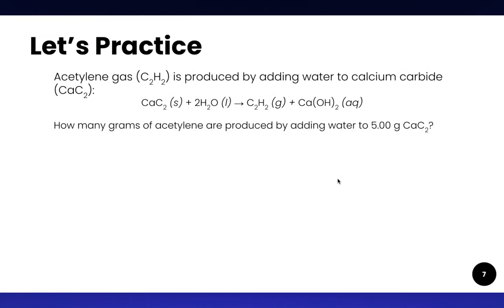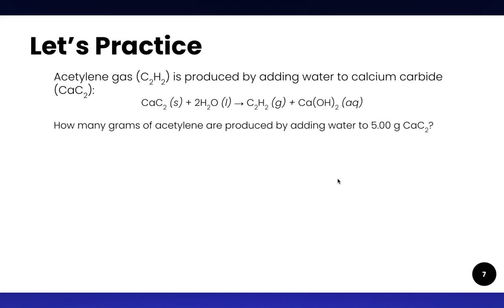All right, so let's do some practice, kind of similar to the cookie example, but this is the type of question you'll see on a test or the type of question you'll see from a professor in college, okay? So acetylene gas is produced by adding water to calcium carbide. They give you a balanced equation, which is nice. And the question is, how many grams of acetylene are produced by adding water to 5 grams of calcium carbide? Okay, so that's a lot of information.